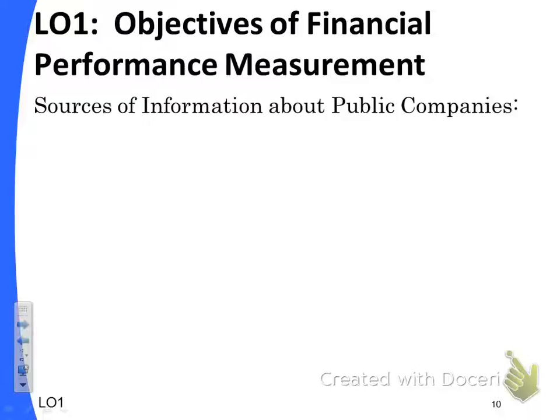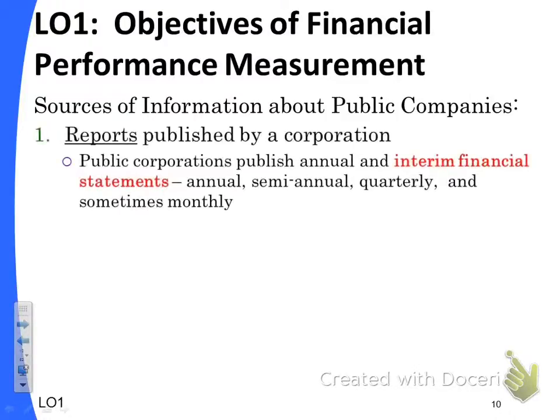So, some sources of information about public companies. How can we find out how our companies compare to each other? We look at sometimes reports that are published by a corporation, their annual reports, their interim reports, quarterly, semi-annual. So that's one way to find out information about public companies.